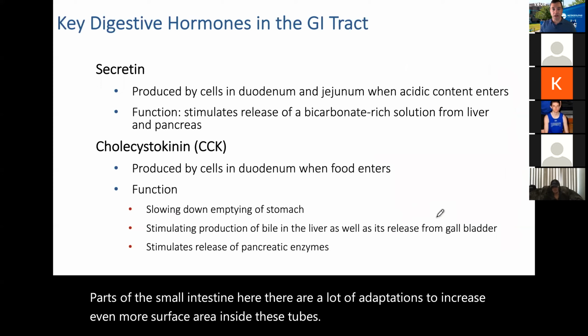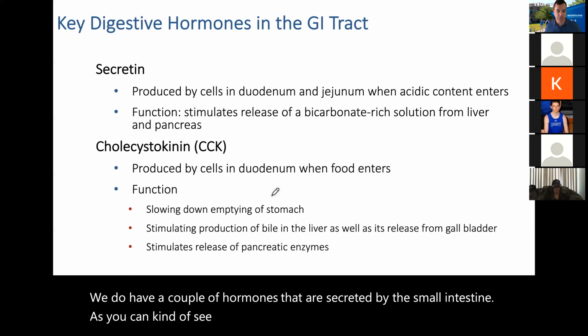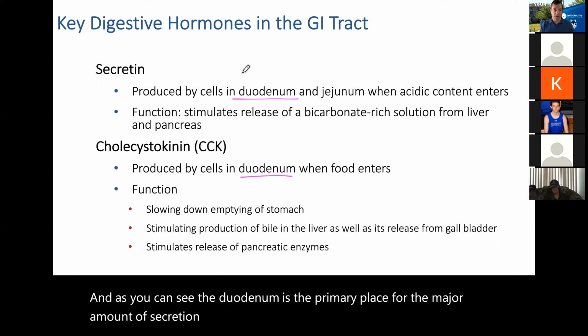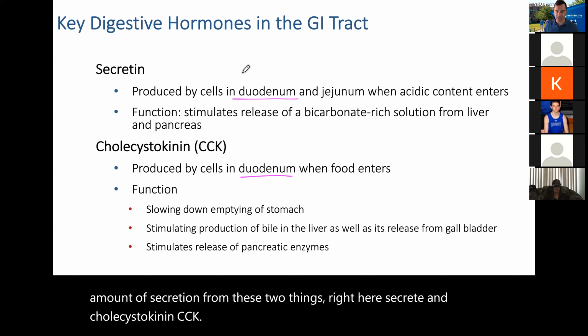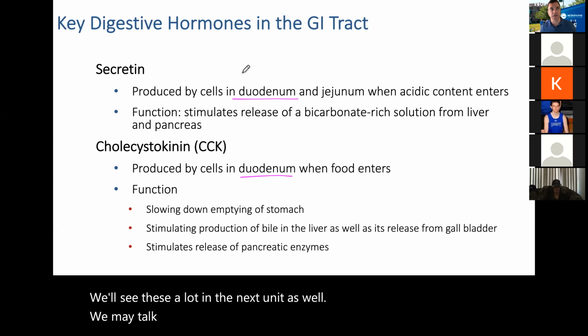We do have a couple of hormones that are secreted by the small intestine. As you can kind of see, they are written right here. And as you can see, the duodenum is the primary place for the major amount of secretion from these two things right here. Secretin and cholecystokinin, CCK. We'll see these a lot in the next unit as well. And we may talk about these again in the 4th unit as well.